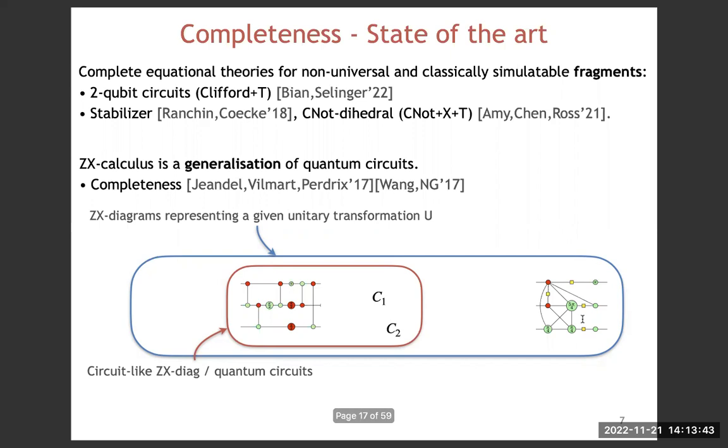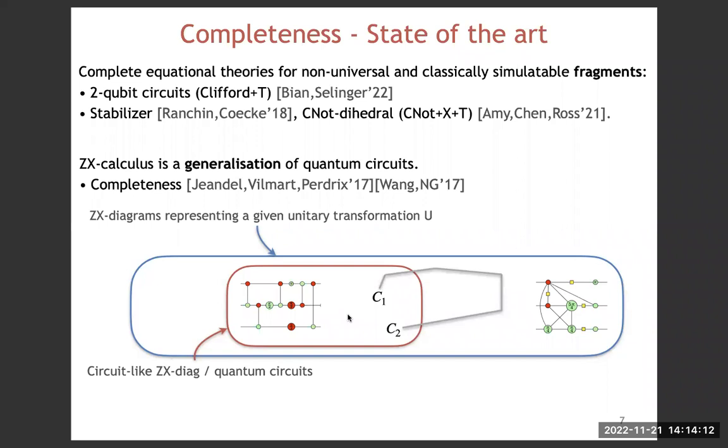It means that if we take two quantum circuits, so two circuit-like ZX diagrams, there exists a way to transform one into the other, but maybe the path going from one to the other uses non-circuit-like ZX diagrams. In practice, this is what's happening. Because of this, it's not easy to derive from the completeness of the ZX calculus a completeness for quantum circuits, because we want to stay inside this red part.